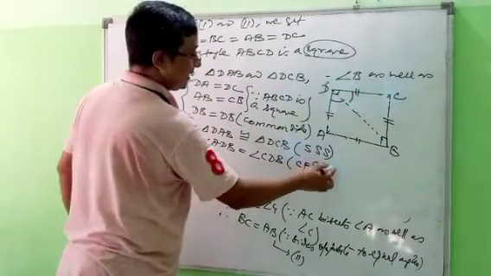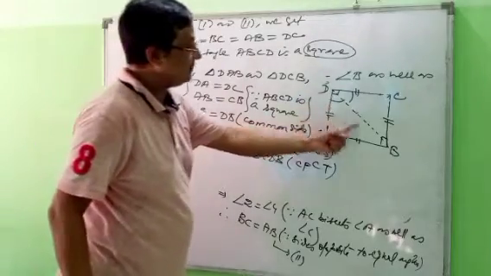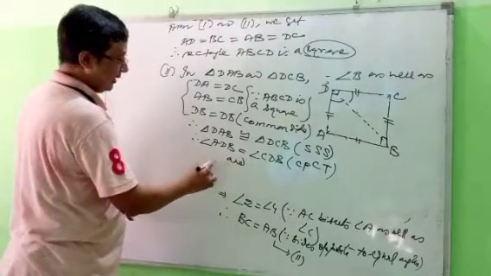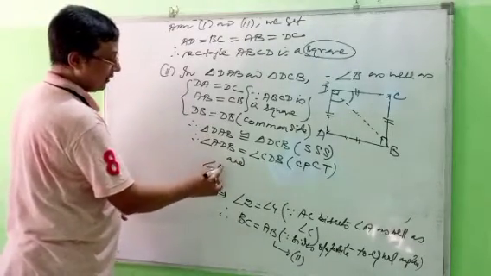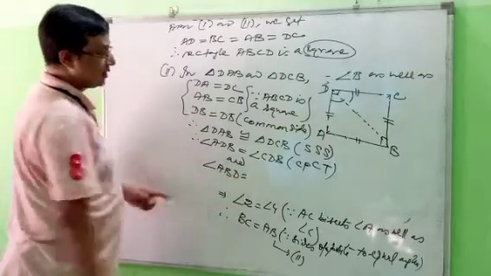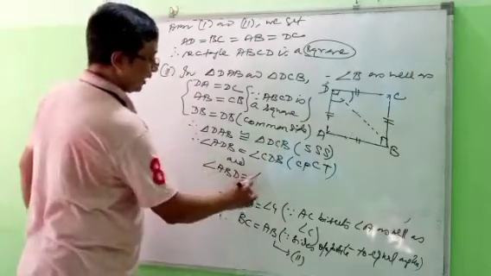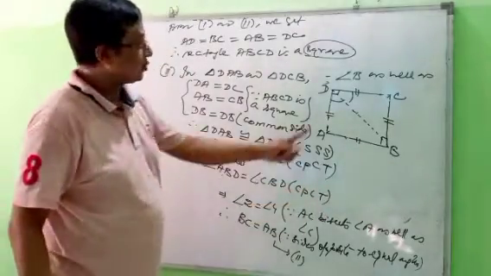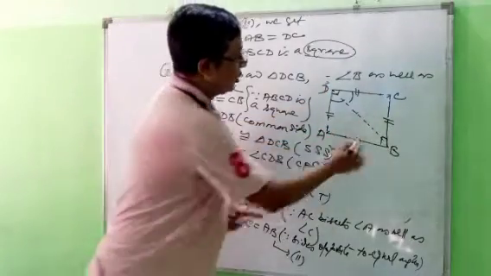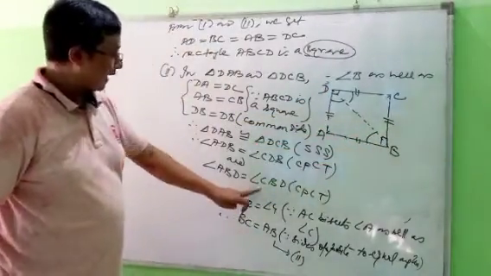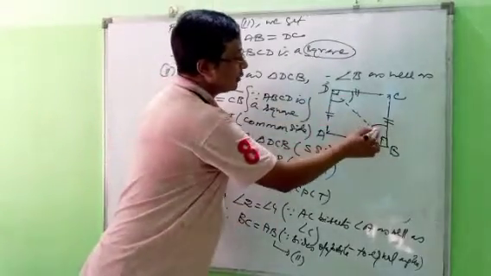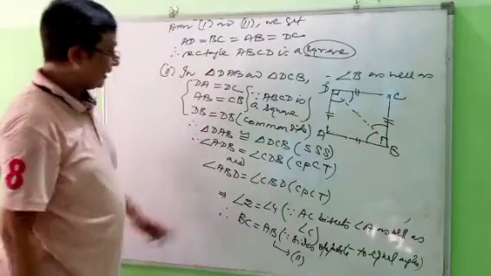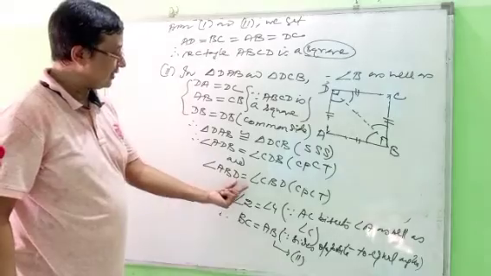It means that BD bisects angle D, and angle ABD is equal to angle CBD. This is also by CPCT. So these two angles are also equal. Thus BD bisects angle B as well as angle D.